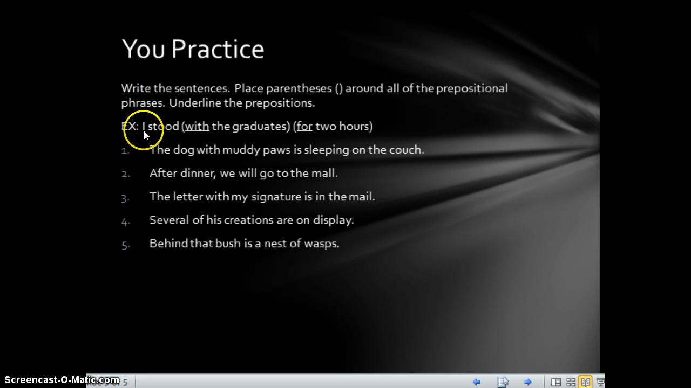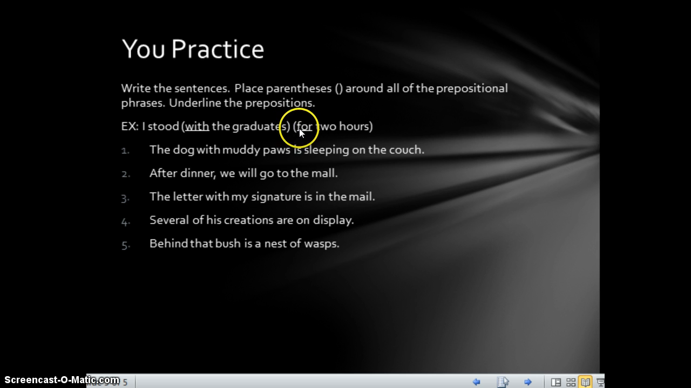So what you do is this is your example. You'll write the sentence in your notebook. Place parentheses, which I've given you an example of what parentheses are, around all of the prepositional phrase, which means you have your preposition followed by a noun or a pronoun, and then you'll need to just underline the preposition. So in your example, it says, I stood with the graduates for 2 hours. Okay, so with is a preposition, and so we'll underline it, and then we need to connect it with a noun. So graduates, I know graduates is a noun, those are people, so we put parentheses around all of those.